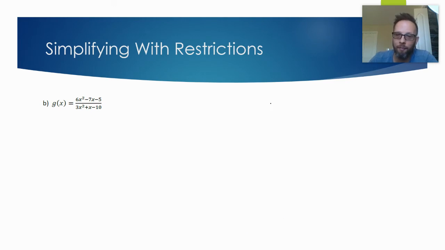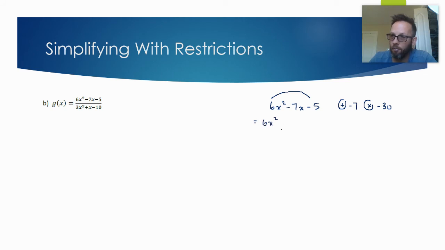Ultimately, we have to factor each one of these. So we'll factor each one quickly on the right here. So we're looking for numbers that add to minus 7 and multiply to, it's a complex trinomial, so that'd be minus 30. 6 times minus 5.